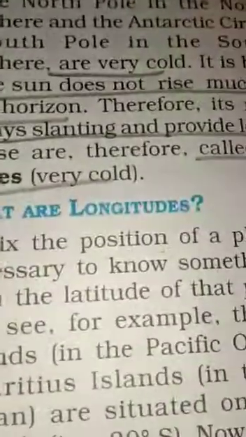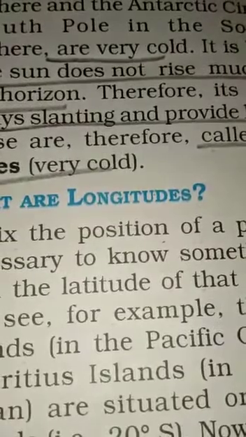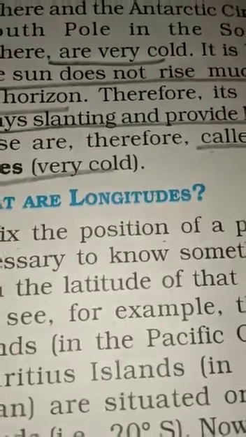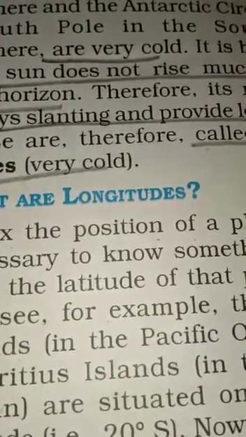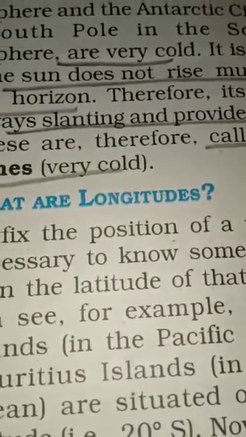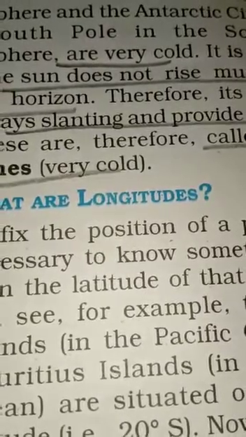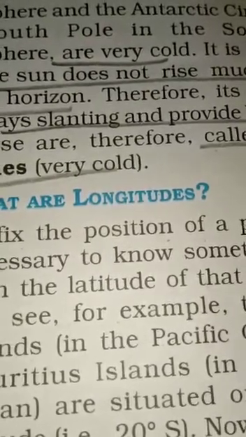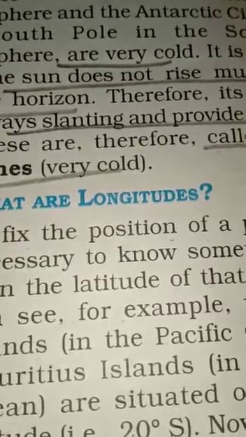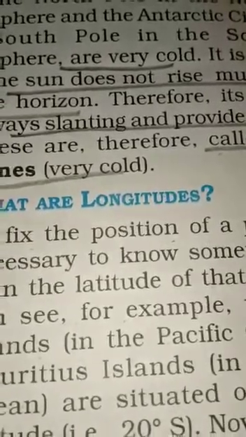We are going to see what longitudes are. To fix the position of a place, it is necessary to know something more than the latitude of that place. You can see, for example, that the Tonga Islands in the Pacific Ocean and the Mauritius Islands in the Indian Ocean are situated on the same latitude, that is 20 degrees south.